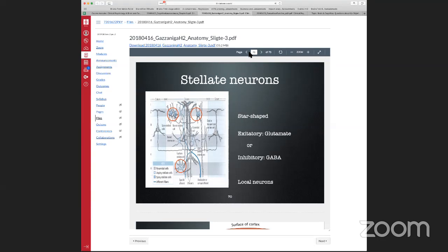I had a question on the slide. You said that, or it says that pyramidal neurons, under it says projection neurons. Are those the same thing?